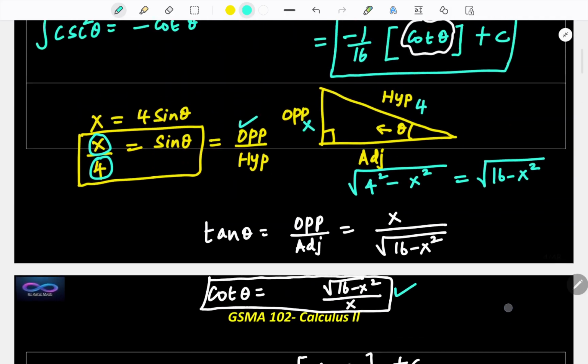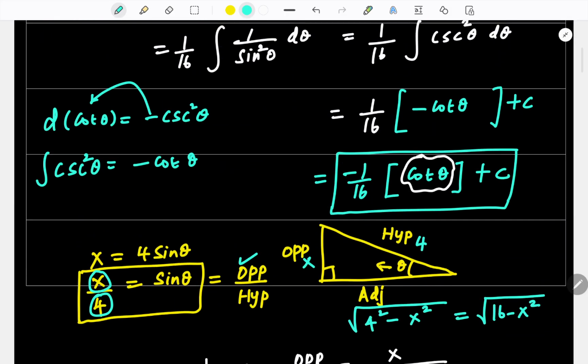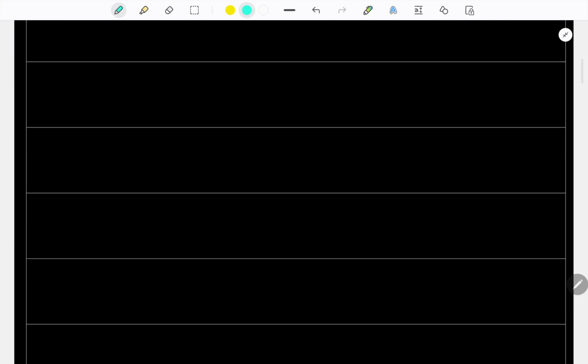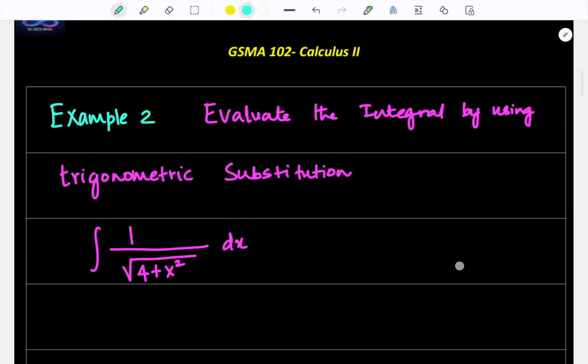So again I'm telling you, don't stop with theta. Please convert theta in terms of x. Keep that in your mind, otherwise your answer is not complete. I hope it's clear. Let's go to the next question.